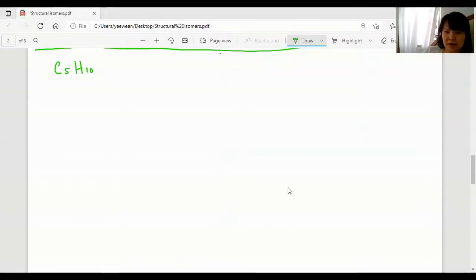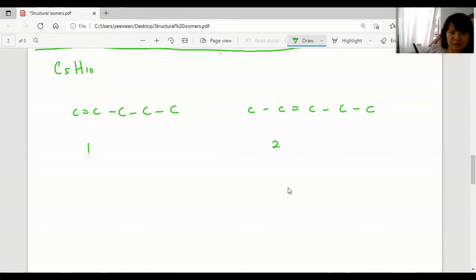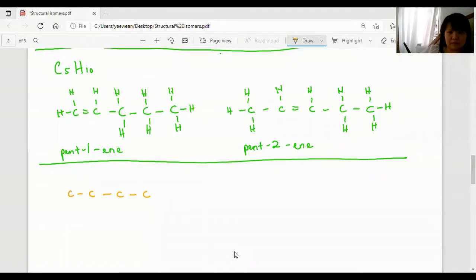Let's try one with a double bond. So this is C5H10 instead of 12. So 1, 2, 3, 4, 5. I'm going to put the double bond here, or I can put the double bond here. And this would be number 1, and this is number 2. So pent-1-ene and pent-2-ene.